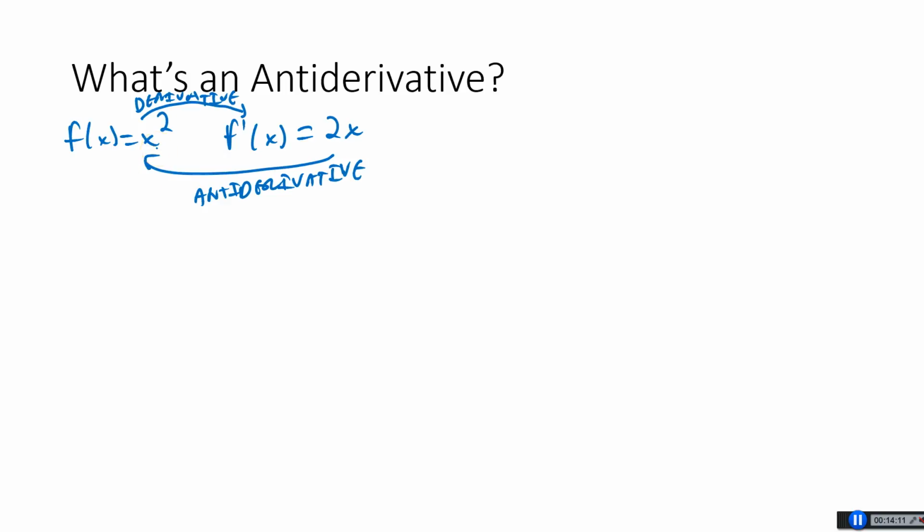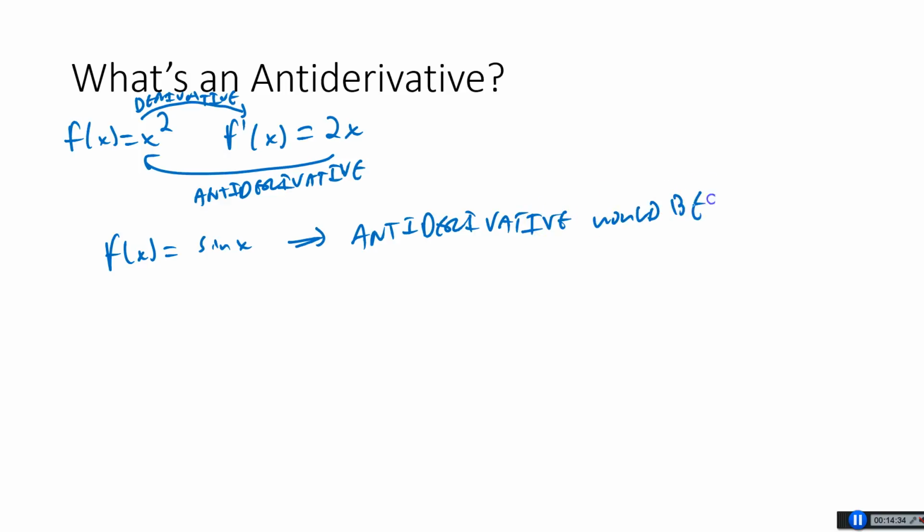Let's try with some other stuff. Let's say f of x is sine x. Then the antiderivative, so I'm saying sine x is the derivative of some function. The antiderivative of sine x would be something that makes the derivative sine. Cosine gives you negative sine, so it would be negative cosine. The derivative of negative cosine x is sine x. So negative cosine x is an antiderivative for sine x.